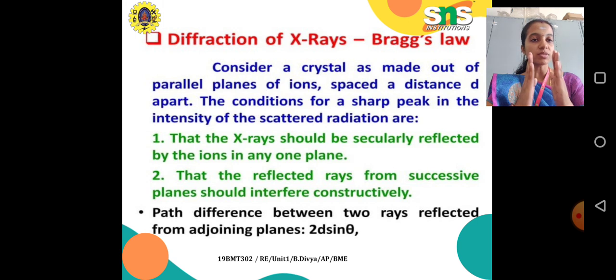The path difference between two rays reflected from adjoining planes is 2d sin theta. These two parallel planes cannot be exactly straight as I showed; they will be slightly tilted. It will have a path difference of 2d sin theta. We have two parallel planes, and there should be constructive interference with successive reflections on both sides, with a path difference of 2d sin theta.